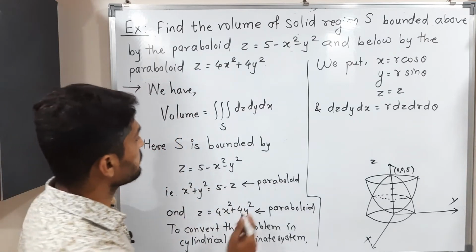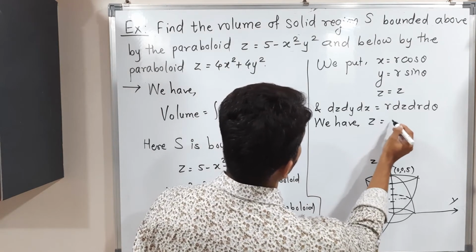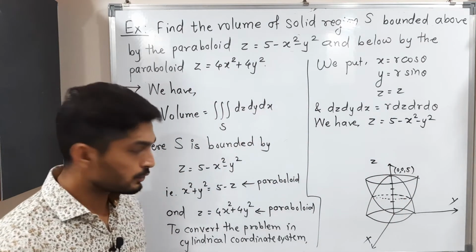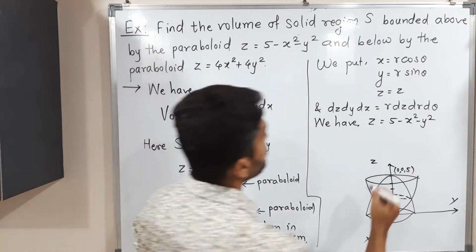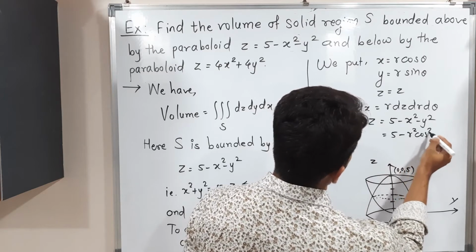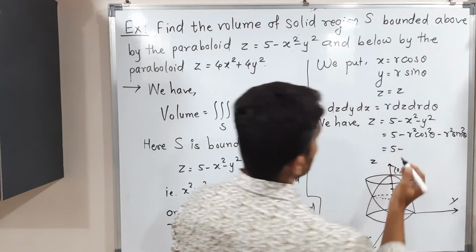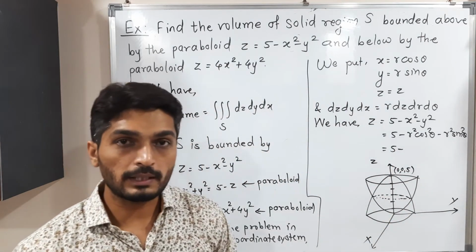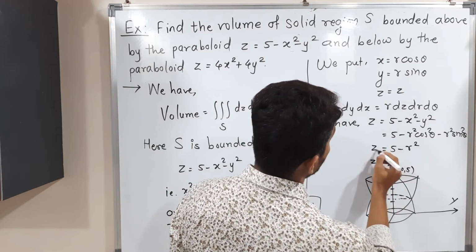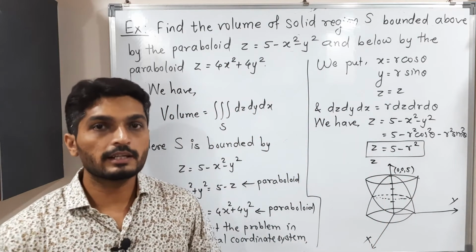The first curve is z is equal to 5 minus x square minus y square. Let us put the values of r and theta. x is equal to r cos theta, so r square cos square theta. y is r sin theta, so r square sin square theta. If I take r square common, we will have cos square theta plus sin square theta, which is 1. So we will have z is equal to 5 minus r square. In this way we converted the first equation into cylindrical coordinates.